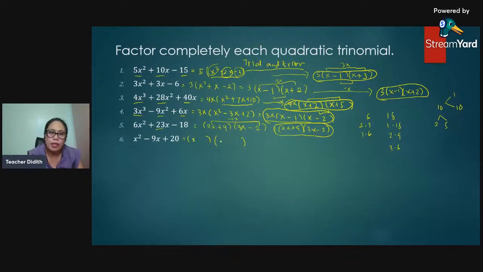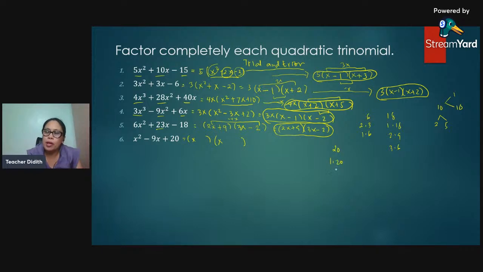So x and x here, guys. Now, positive 20 is the last term, and the factors of positive 20, I'm referring to the sign, are either a pair of positive or a pair of negative. But then the middle term has a negative sign. So we're going to consider a pair of negative factors. And then another thing that we have to consider is which among the pairs of factors of 20. So what are the pairs of factors of 20?